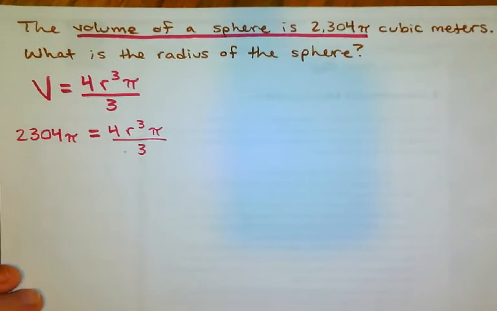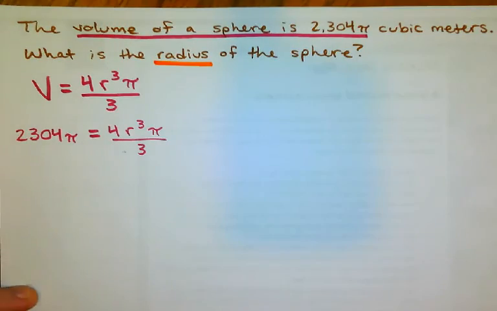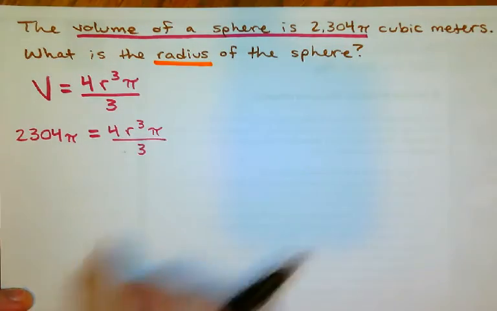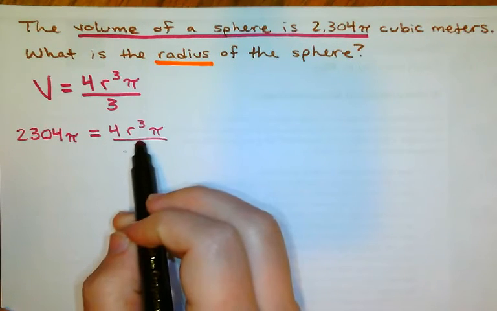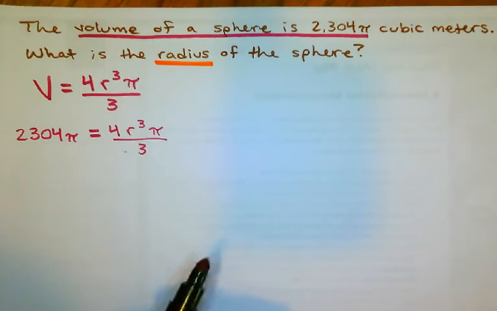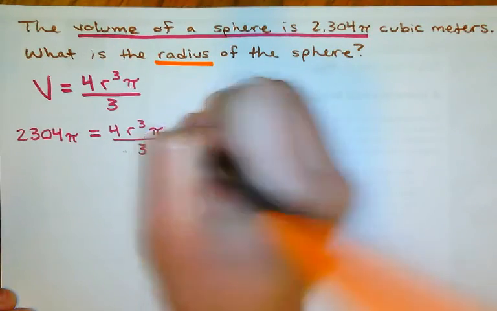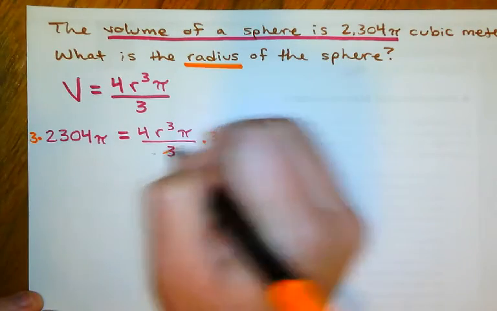Alright, and what I want to do is I want to know the radius. So I'm going to be solving for r. I want to get r all by itself. So remember, when we're solving, if we've got everything in a fraction, the first thing that we want to do is get rid of this fraction. Okay? So what I'm going to do is multiply by 3 on both sides.